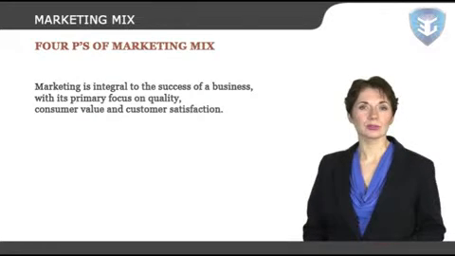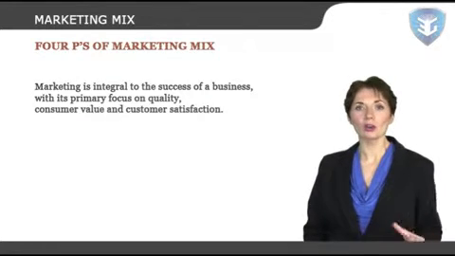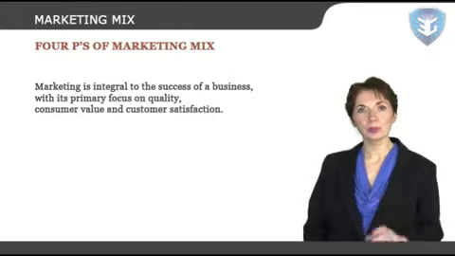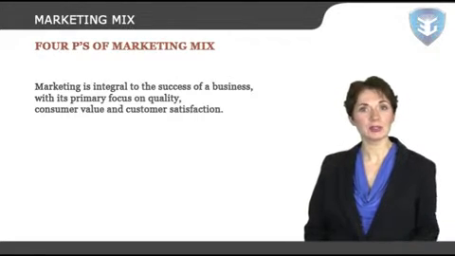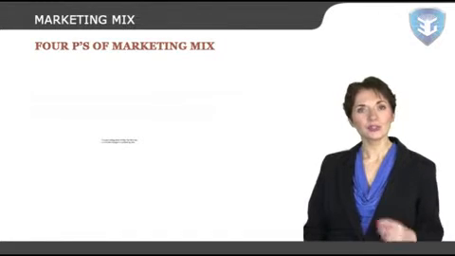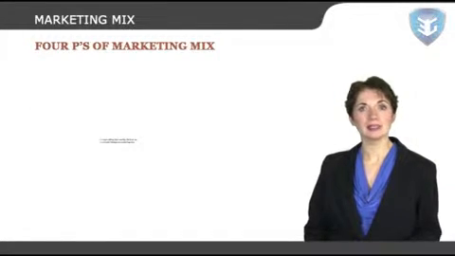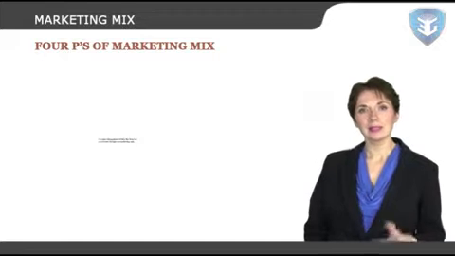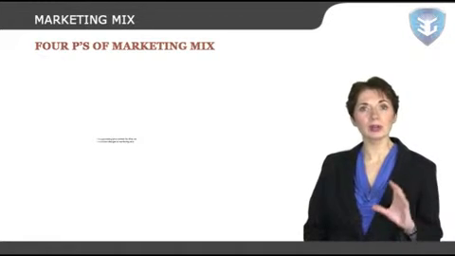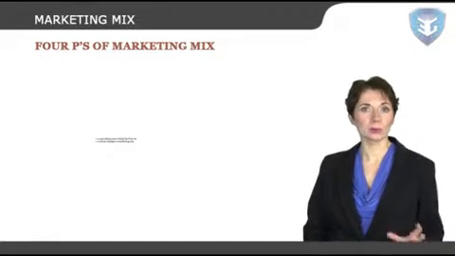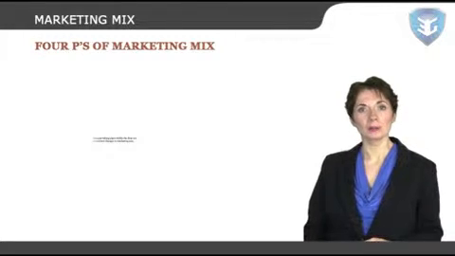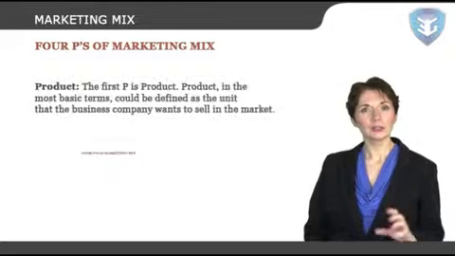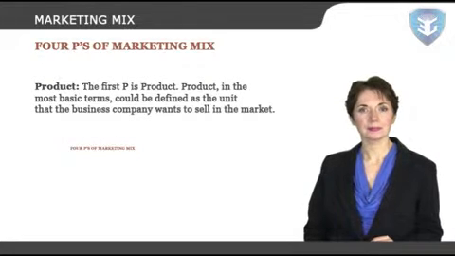Marketing is integral to the success of a business, large or small, with its primary focus on quality, consumer value, and customer satisfaction. A strategy commonly utilized is the marketing mix. This tool is made up of 4 variables known as the 4 P's of marketing. The 4 P's of marketing are product. The first P is product.